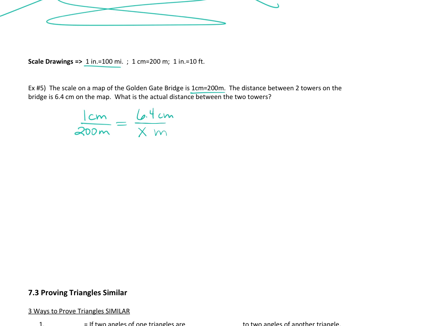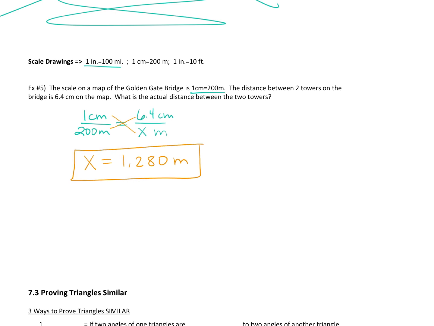Cross multiply. So you get 1x equals 200 times 6.4. You can just plug that into your calculator if you don't feel like doing that in your head. That would be 1,280 what? Meters, right? Make sure you label these because 1,280 centimeters is also very different than 1,280 meters. Okay, so that will be your scale drawing.